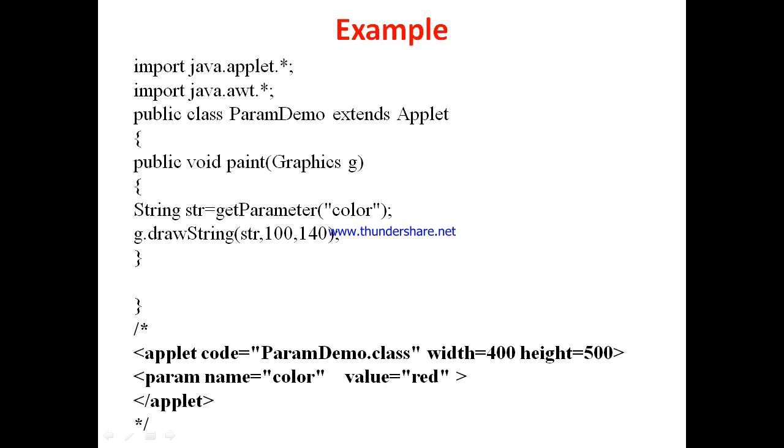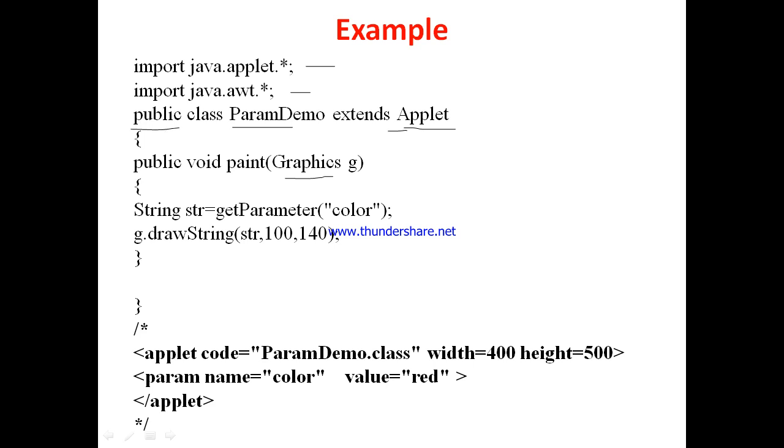Now let us see the example. In this example, one by one, let us see. The applet package is imported because we extend the Applet class. AWT we are using because we have used the Graphics class inside the paint method. Here public class ParamDemo extends Applet. Whatever the applet class, it must be public and it should extend the Applet class.